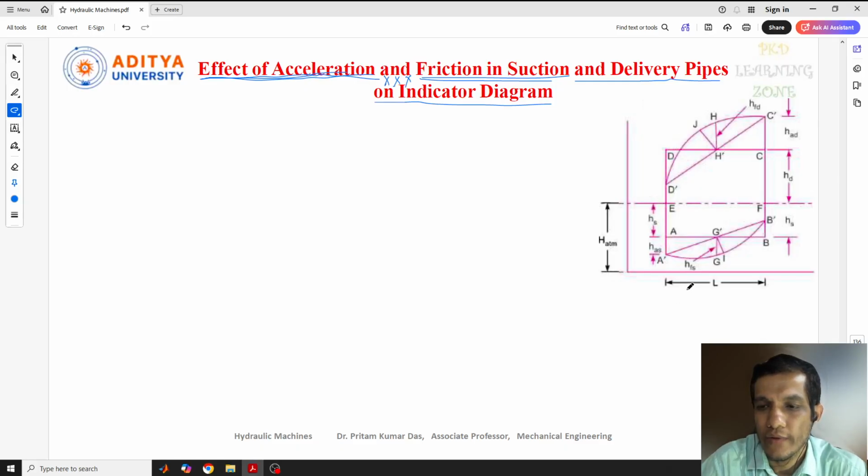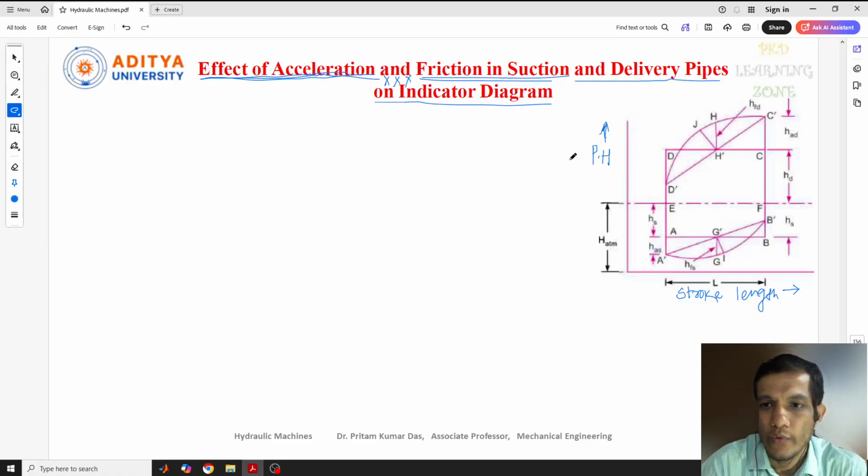So in the x-axis we have the stroke length, and in the y-axis we have the pressure head.